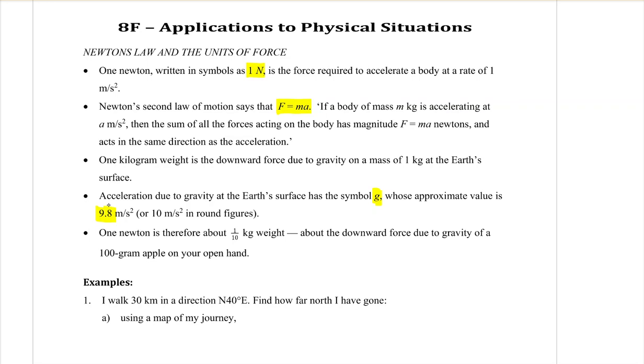1 Newton is therefore about 1/10 of a kilogram weight. So if you think about a 100-gram apple sitting in your hand, that is 1/10 of a kilogram, and that is what 1 Newton's force would feel like.